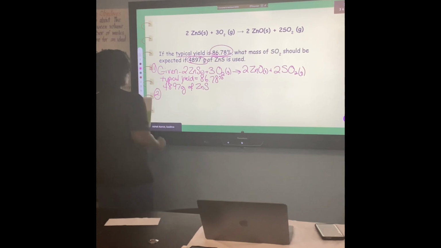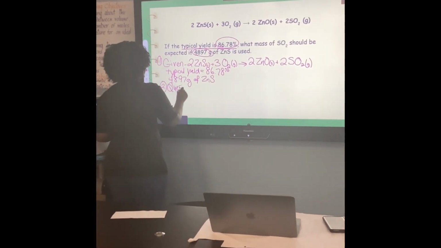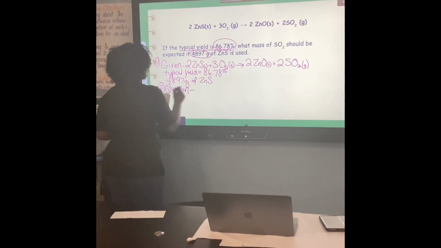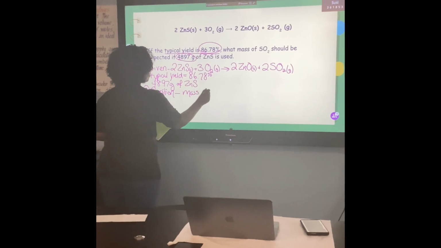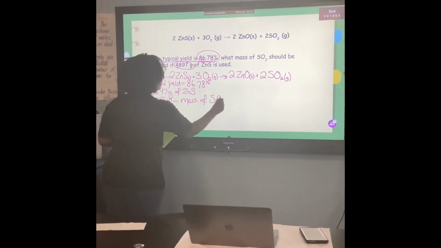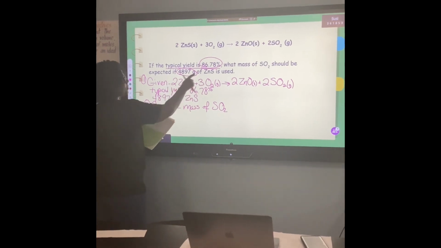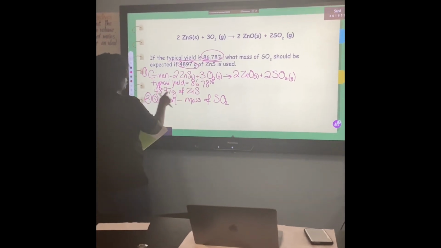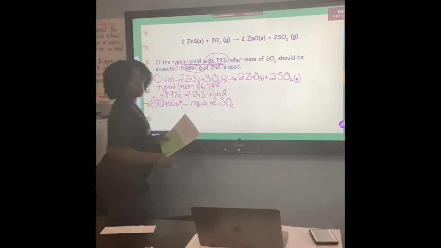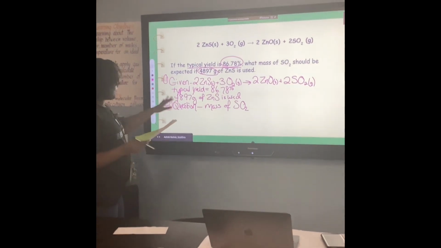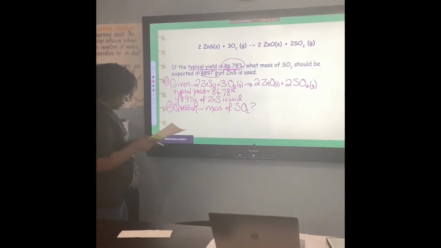Step 2 is going to be the question. So what is the question asking me? What is the mass of sulfur dioxide expected if 4897 grams of zinc sulfite is being used? So I'm going to come back here and put "is used" because that's important. That's my question, what is needed. I'm going to put a little question mark and abbreviate it.